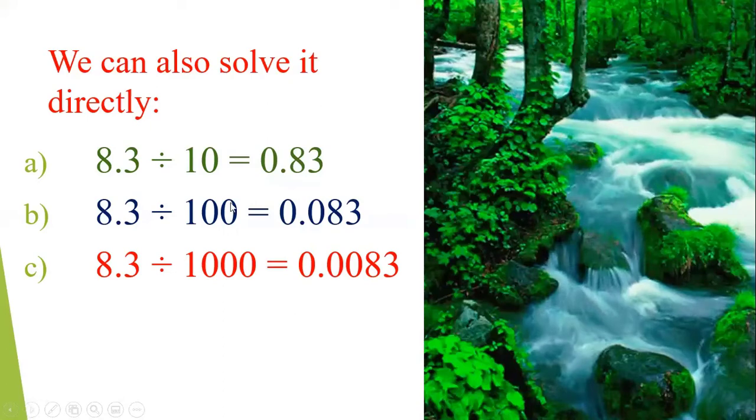Now count the zeros in the divisor, that is 2. Now we will move our decimal point from here 2 places to the left. Now here is one place and there is no other place, and now we will place here a 0 and it becomes 0.083. If we divide 8.3 by 1000, now count the zeros in the divisor, that is 3, and now move this point to the left side by 3 digits. Now here are not enough digits, so we will place here zeros, so it becomes 0.0083.